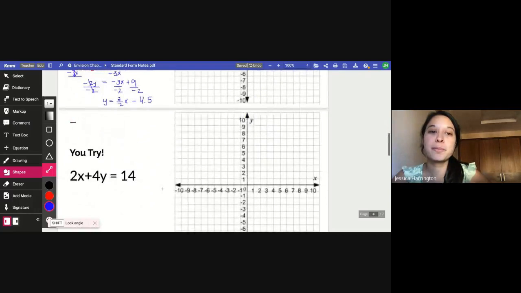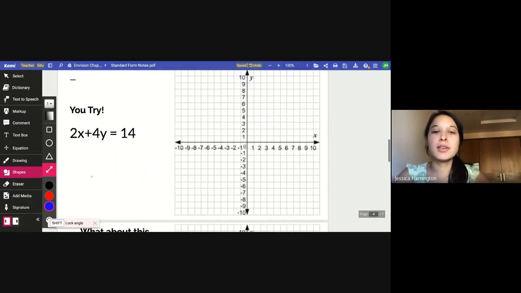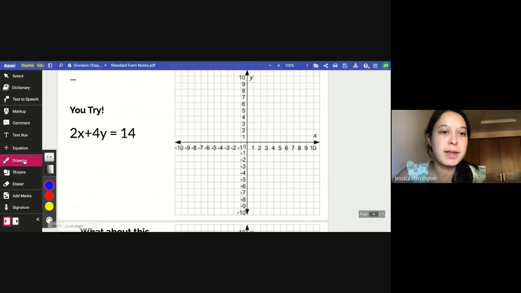Let's try a couple more. Okay, 2x plus 4y equals 14. So I can rearrange this to slope-intercept form. So let me get my pen out. So what would happen first? I'm going to take away 2x because remember I want y by itself.